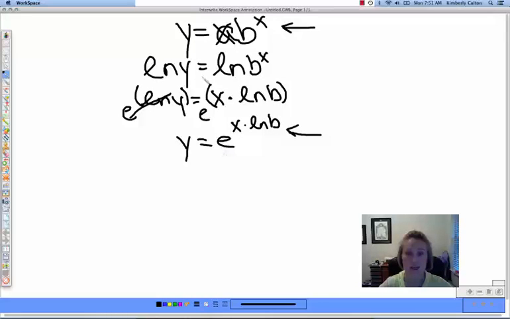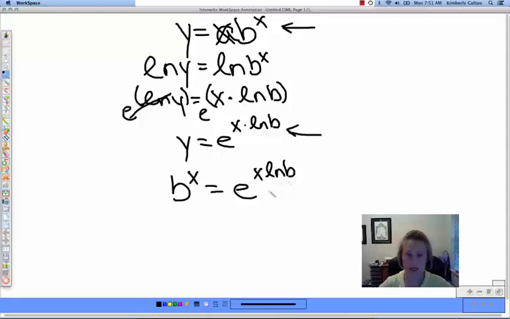This tells us that if y equals both of these things, then b to the x really equals e raised to the natural log of b times x power. So we can see that this is how it would be transformed.